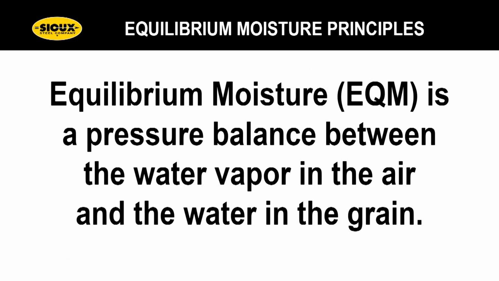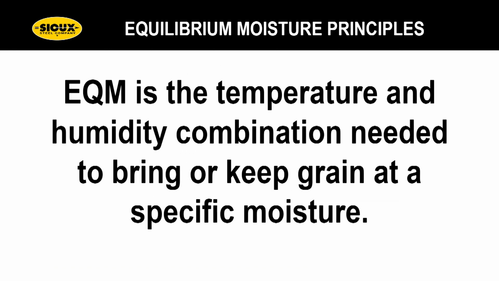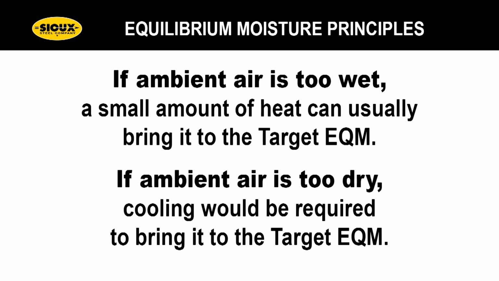The principles that affect the equilibrium moisture are temperature and humidity. The main principle is that equilibrium moisture is the temperature and humidity combination needed to keep or bring grain to a specific moisture. When the ambient air is wet, you can usually add a small amount of heat to bring it to the target EQM. And if the air is too dry, cooling would be required. The point being is that a small amount of heat can bring it to the desired moisture.